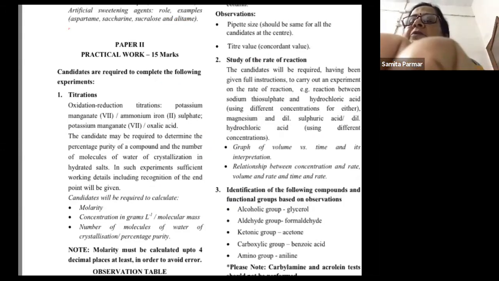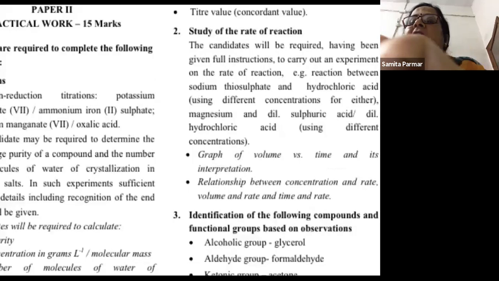The candidates will be required, having been given full instructions, to carry out an experiment on the rate of reaction, for example, sulfate and hydrochloric acid, using different concentrations.